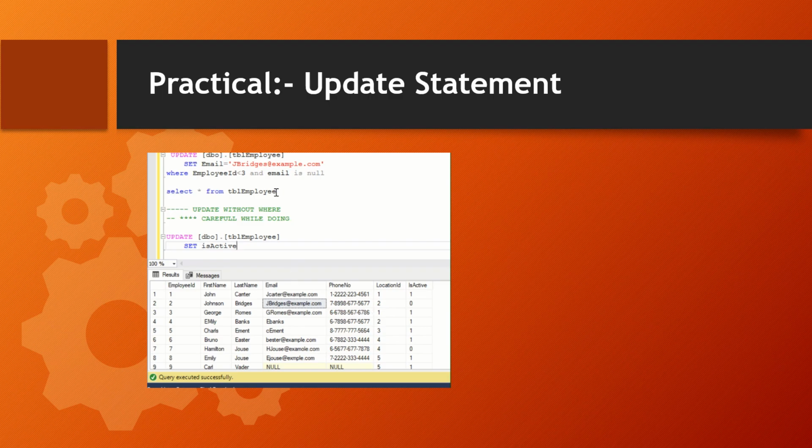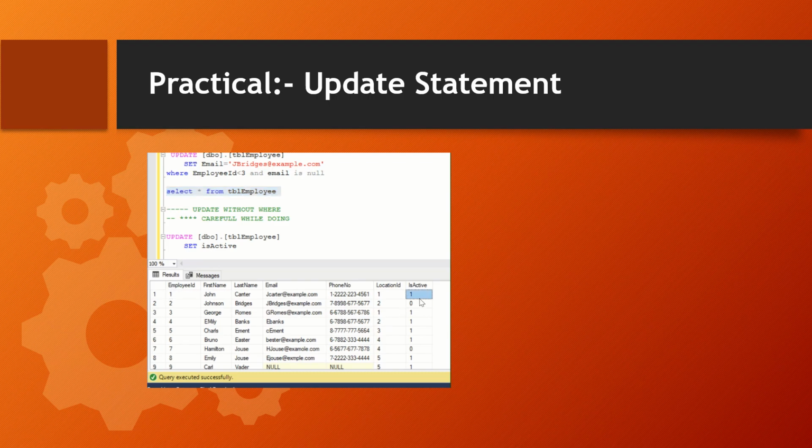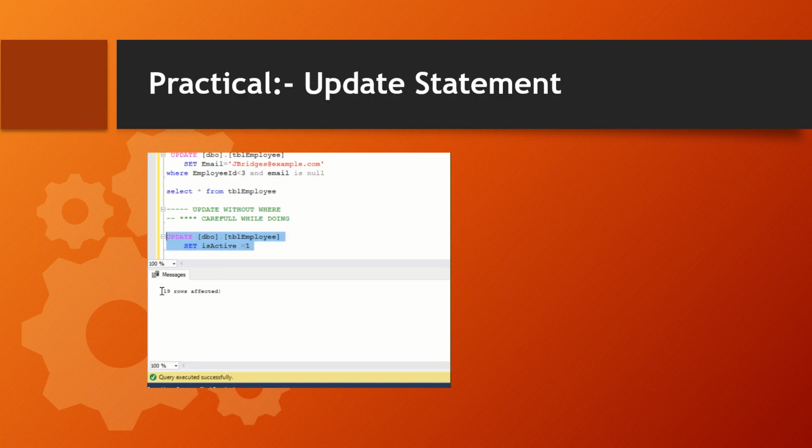For example, suppose in your organization you have 1000 employees and you need to modify or update the email ID of one employee, but accidentally you forget to put the where condition. Then what will be the result? You will put a single email ID for the complete employee table of your organization. So be careful while using it.